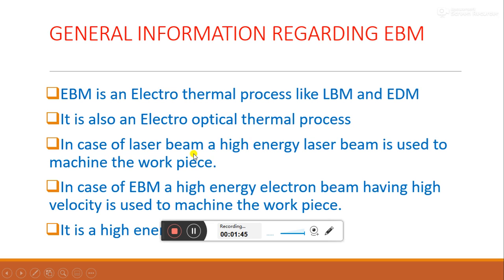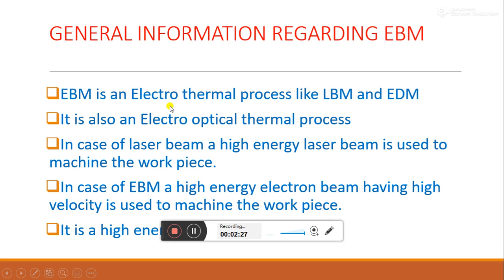Now in the case of laser beam machining, a high energy laser beam, generated from a lasing material by applying a certain energy, is used to cut or machine the workpiece. In the case of electron beam machining, as the name suggests, a beam of electrons having high energy and high velocity is used to machine the workpiece, and it is a high energy density process. So these are some general ideas regarding electron beam machining.